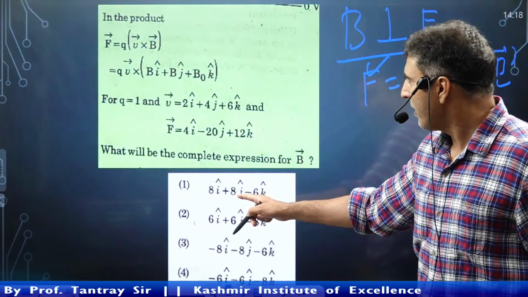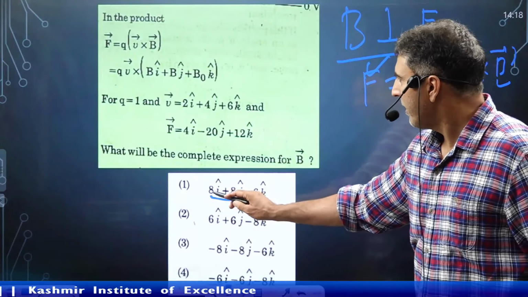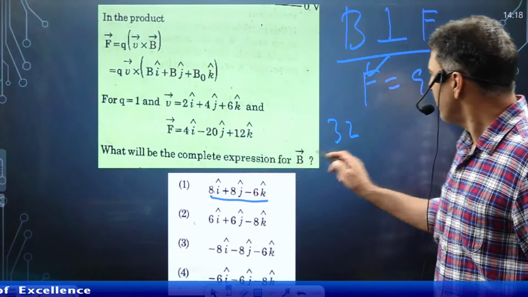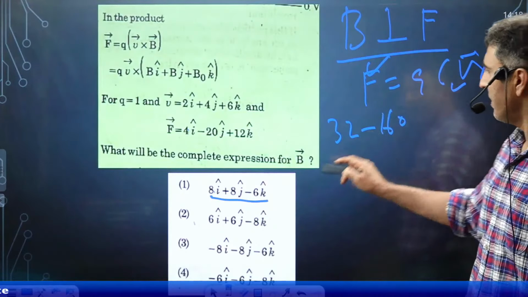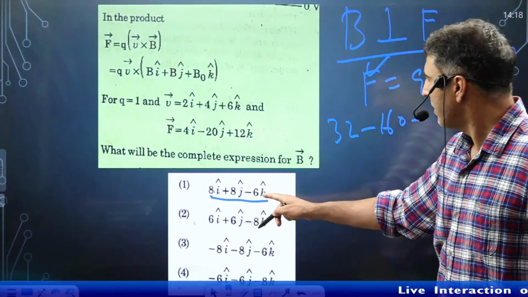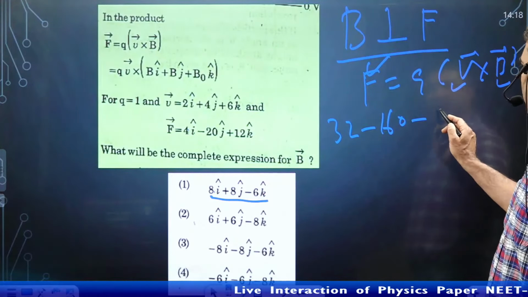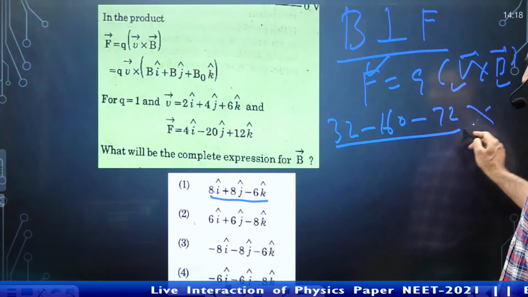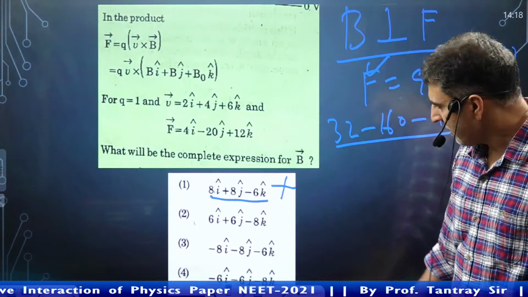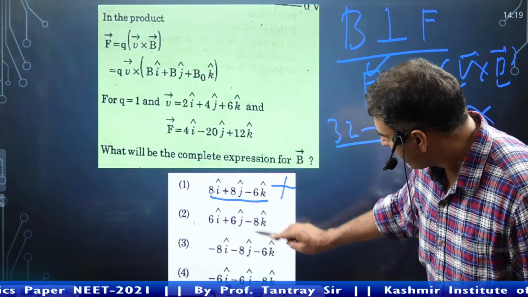Here, if I dot with F, okay, let me dot this with F. 8 4s are 32. 8 20s are minus 160. Minus 6, it is 72. No, it is not 0. So this should not be the answer. I can check out, but see here, let me see the answer. This cannot be the answer.